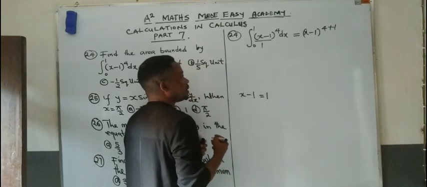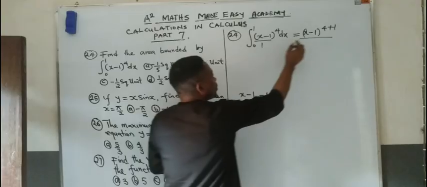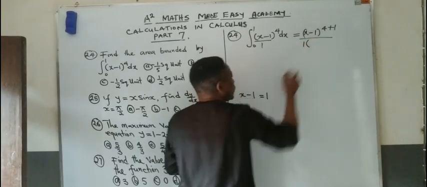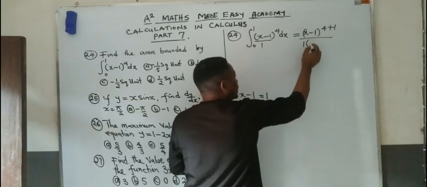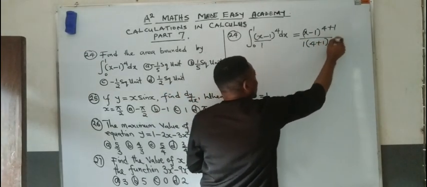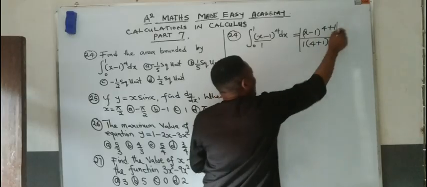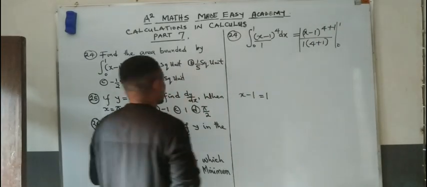The reason is because integration is addition. Then divided by the denominator. What's the denominator? 1. Open the bracket. And what do you do next? Introduce the power down to the denominator. It will give you 4 plus 1. Close the bracket. Finally, I will now say bounded by 1 and 0. This is what we call the shortcut method.